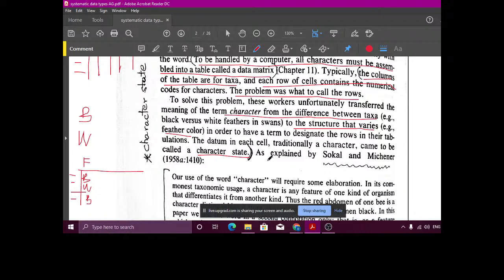So black feather, white feather, they are characters, but when you call them feather color, then that is the character state. The feather color can be either black or white. For example, Drosophila's eyes can be red or white. Red is a character, white is a character, but eye color is a character state. I hope I am clear in this part.